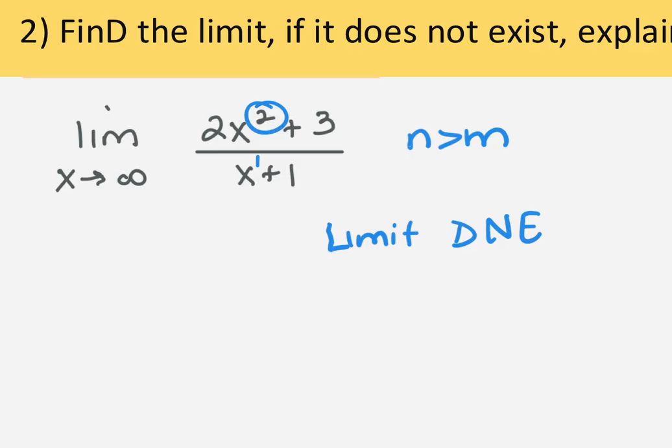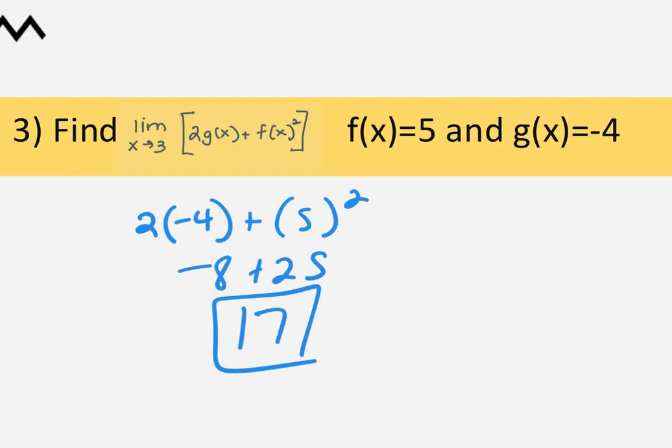This time it's to infinity, so we look at the exponents. The exponent in the top is bigger than the one in the bottom. The limit does not exist because there's no horizontal asymptote.